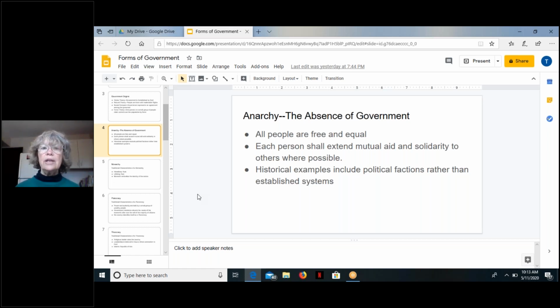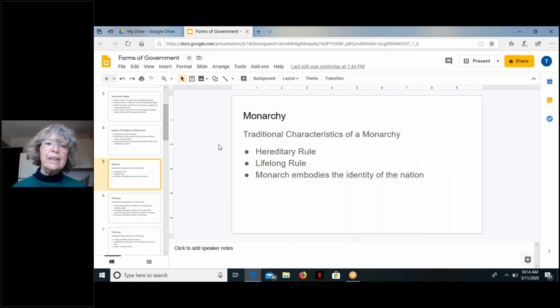And the anarchy theory does hold that all people are free and equal, and that each person shall extend mutual aid and support to their neighbors as well as they can. And there are some historic examples of anarchy as a political faction, but I don't know of any actual government that ever was set up according to the principles of anarchy. We'll go on to describe some types of government that are well known throughout the world today and in the past. And the first of these is monarchy.